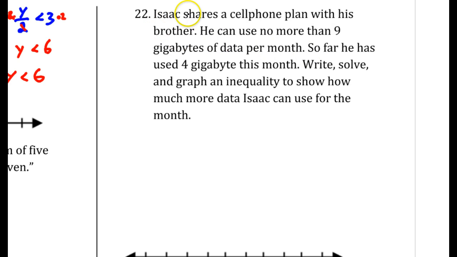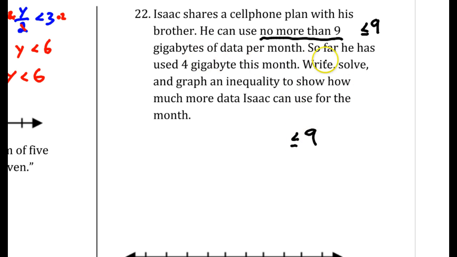Okay. Isaac shares a cell phone plan with his brother. Can use no more than 9 gigabytes of data per month. So far, he has used 4 gigabytes this month. Right? And solve and graph an inequality to show how much more data Isaac can use for the month. Okay, so break this down. No more than 9 gigabytes. Okay, we have to know that means, well, we better be less than or equal to 9. We don't want to go above 9.